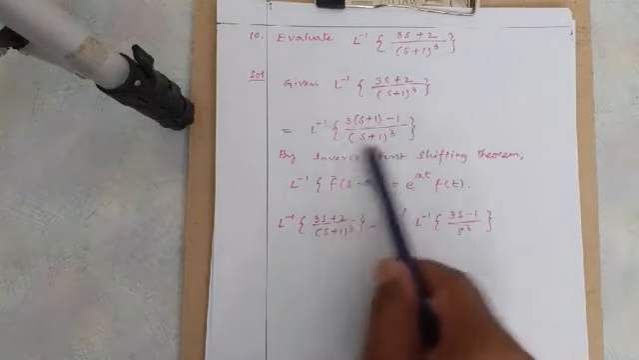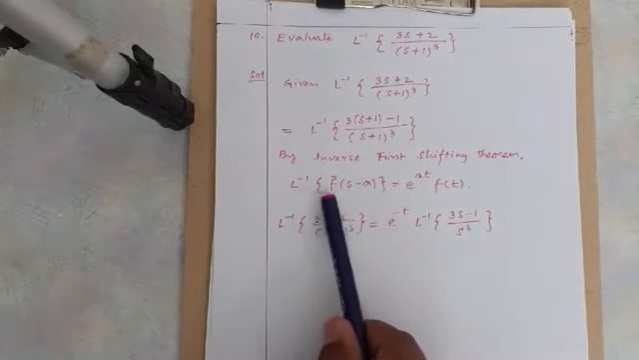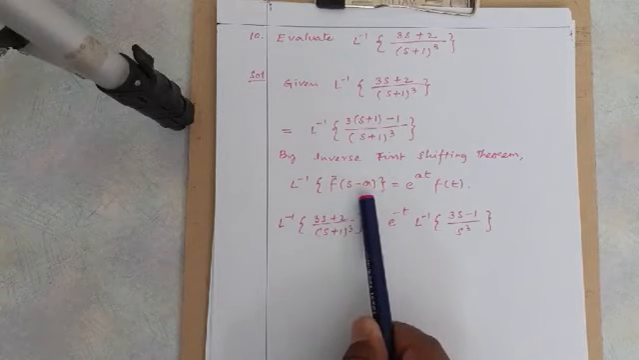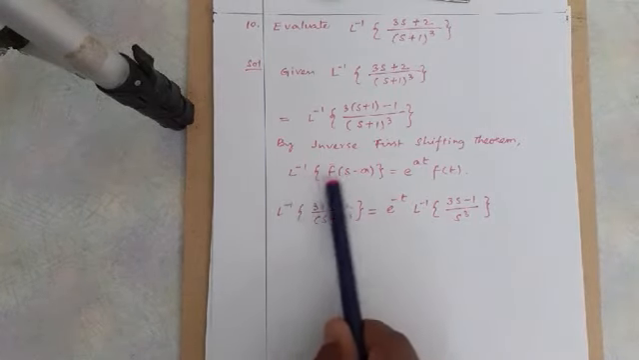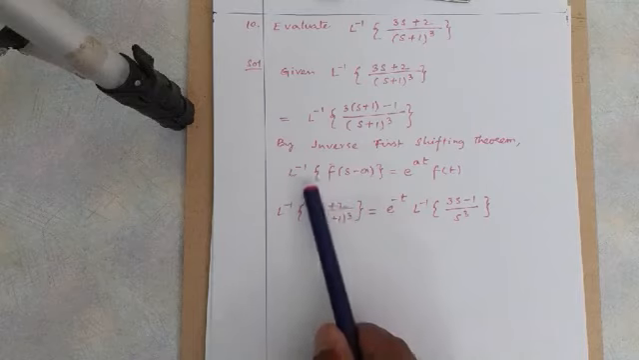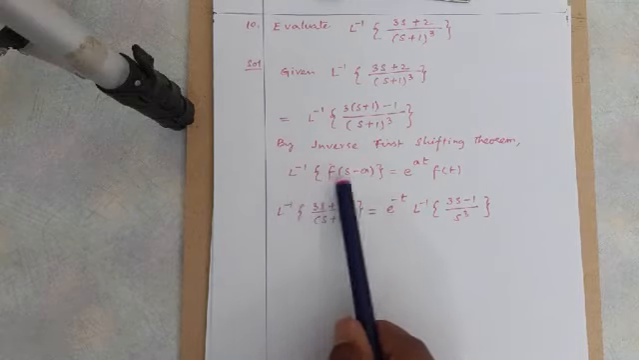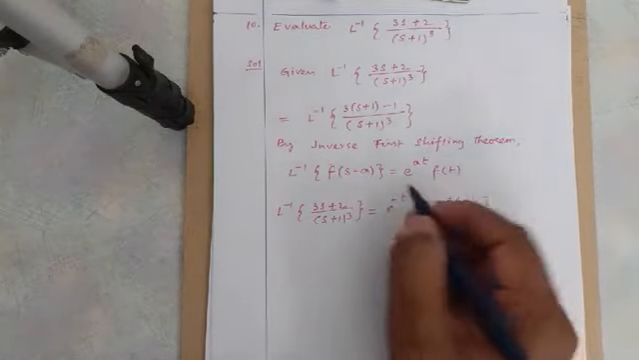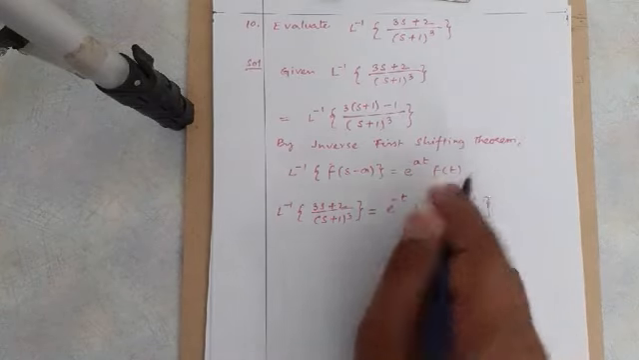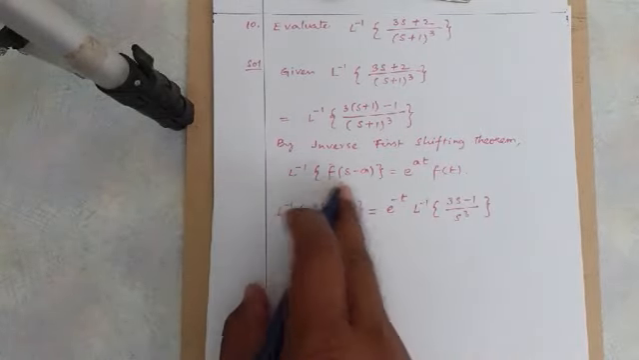Now you can see this term is in the form of L inverse f bar s minus a. As you know, in the Laplace transform, the first shifting theorem says if L of f of t is equal to f bar s, then L of e power at f of t is equal to f bar s minus a. In the same way, here L inverse f bar s minus a, this is the inverse. So when you take the inverse of that first shifting theorem, L inverse f bar s minus a is equal to e power at f of t. So instead of L of e power at f of t in Laplace, that L goes to the other side and becomes L inverse f bar s minus a.